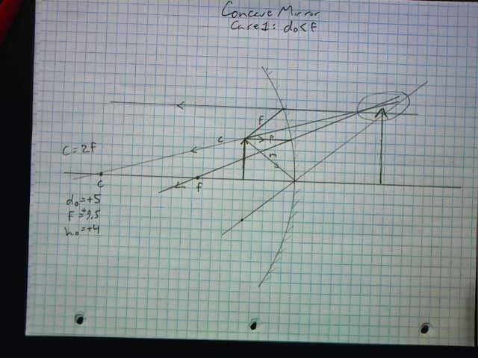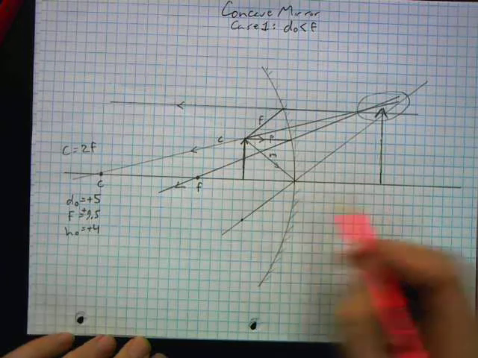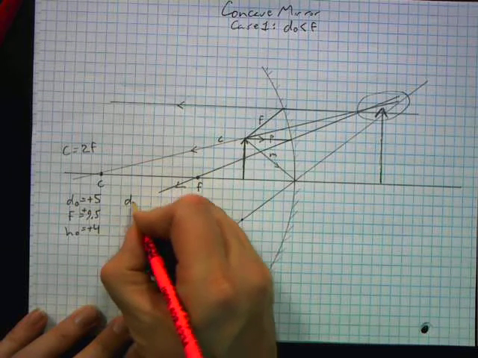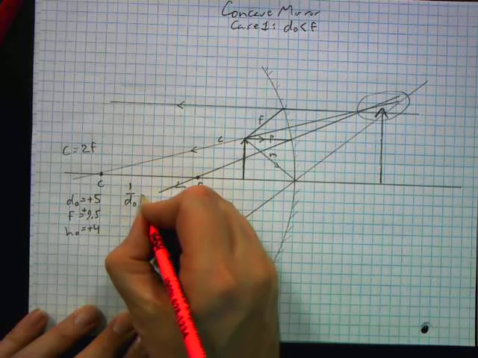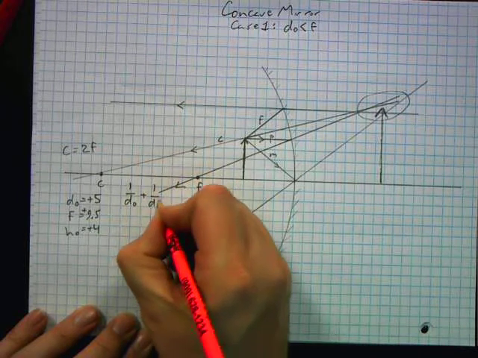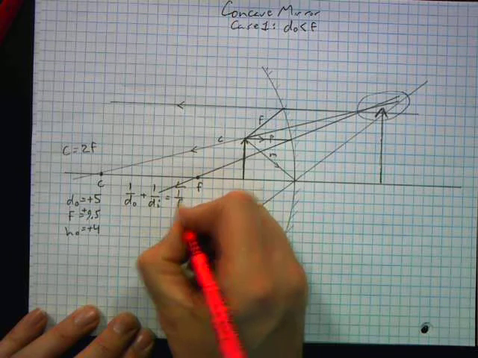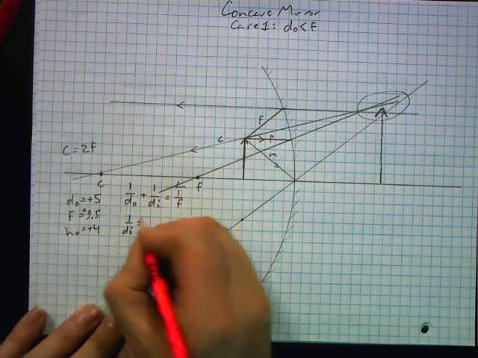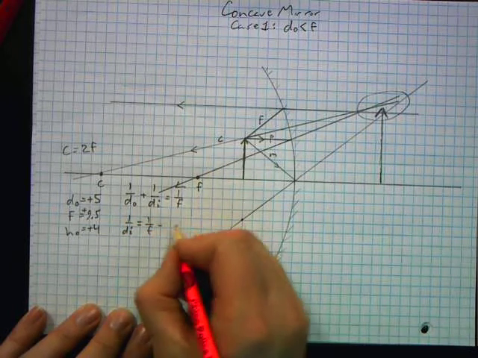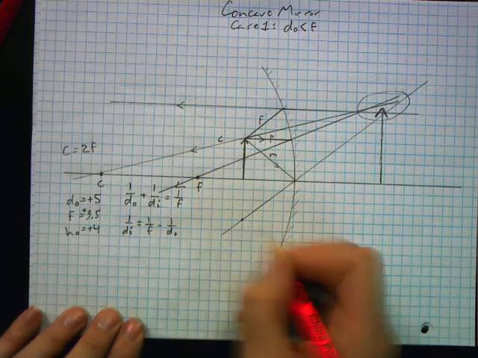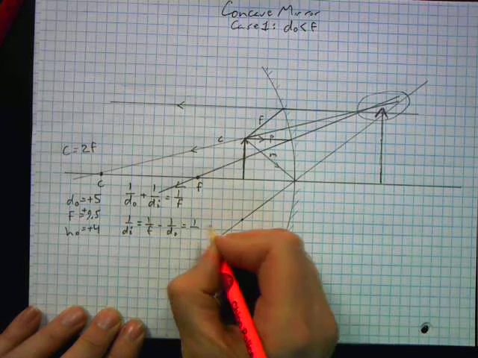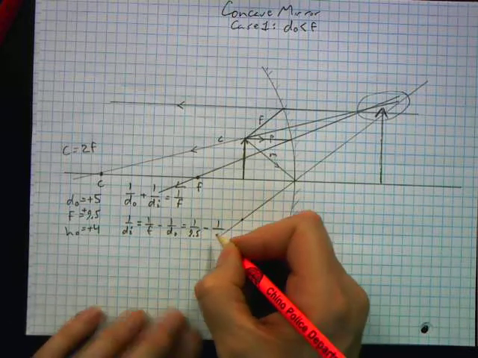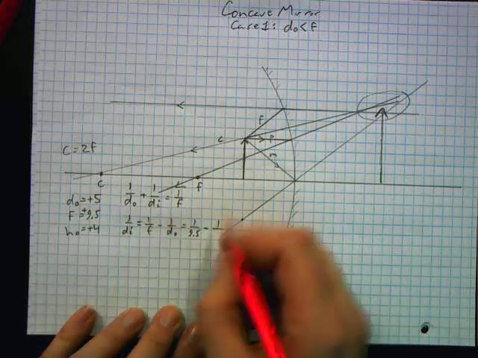Now, from this, I can figure out where my image should be located. I'm going to find the distance to my image, and I'm going to find that with my mirror equation. 1 over the distance to my object plus 1 over the distance to my image is equal to 1 over my focal length. I want the distance to my image. 1 over the distance to my image equals 1 over my focal length minus 1 over the distance to my object. Now I substitute in some numbers. 1 over 9.5, and it's positive, minus 1 over the distance to my object, which is also a positive 5.